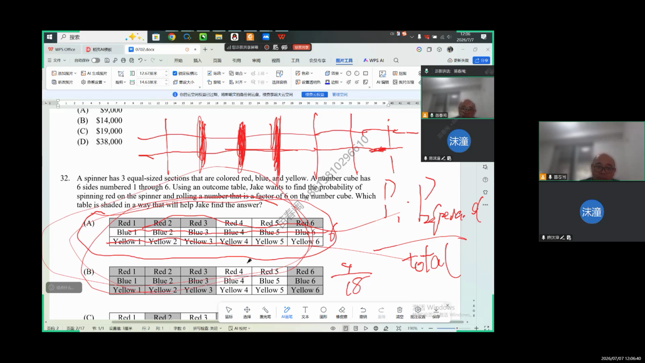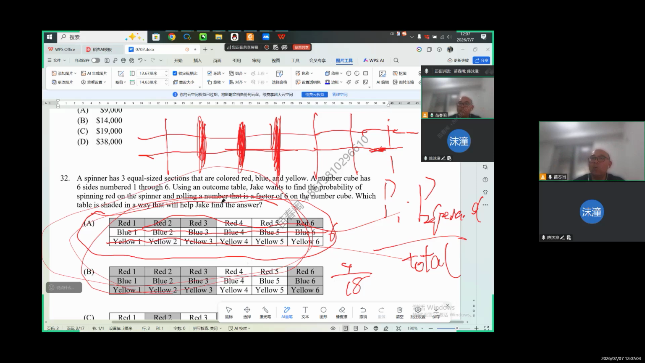Row a red and row a factor of 6: 1, 6, 2, 3, right? So I can have both. Can you memorize this example? Anytime they say something happened, what's the odds? Another thing happened, what's the odds? And whenever both things happened, you just multiply. You just do the multiplication.